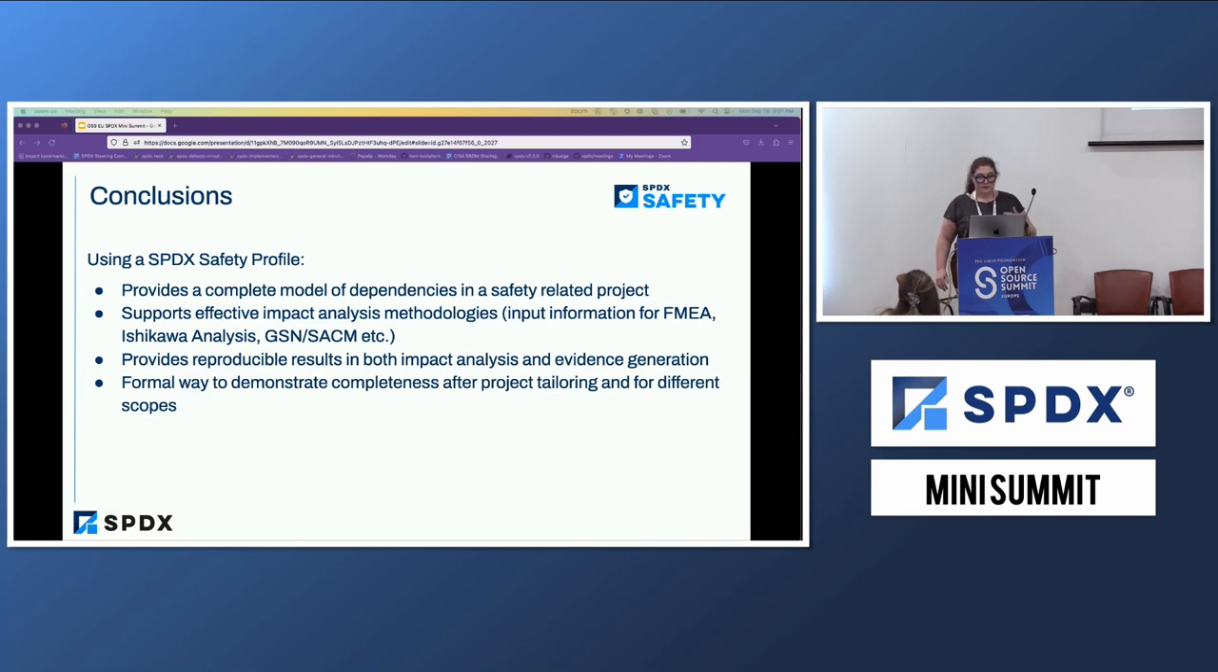And I think it's really the reproducibility of everything: you will always have the same impact analysis, and the same set of evidence for what you have done. It's a very formal way to provide the completeness evidence. It's not like at the end of a project, before you release something, somebody sits down with a spreadsheet and says, okay, do I have this? Do I have that? You can just generate this, and as long as the tooling works, you can be sure that you have everything.